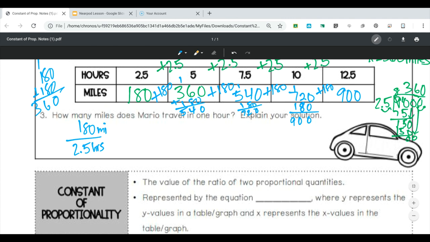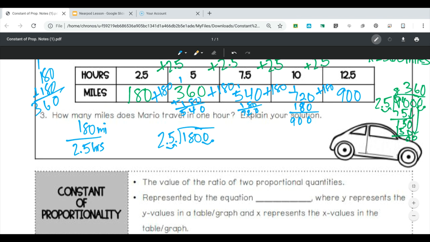And we want to know how many miles he would travel in just 1 hour. All we have to do is divide the two. So 180 divided by 2.5. Move that decimal over once. We'll move this imaginary one over here.